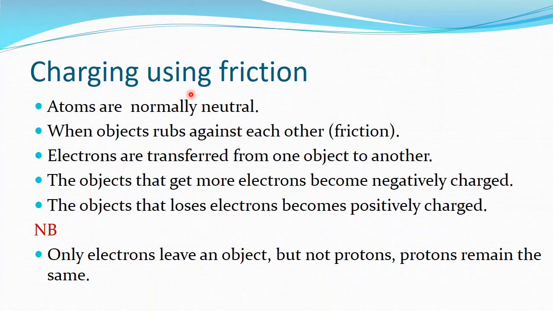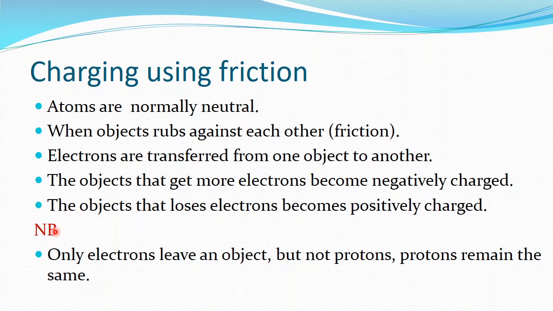Now let's talk about charging using friction. Atoms in nature are normally neutral until you rub them, or until you apply friction to them. When objects rub against each other, electrons are transferred from one object to another. The object that gets more electrons becomes negatively charged, and the object that loses electrons becomes positively charged.